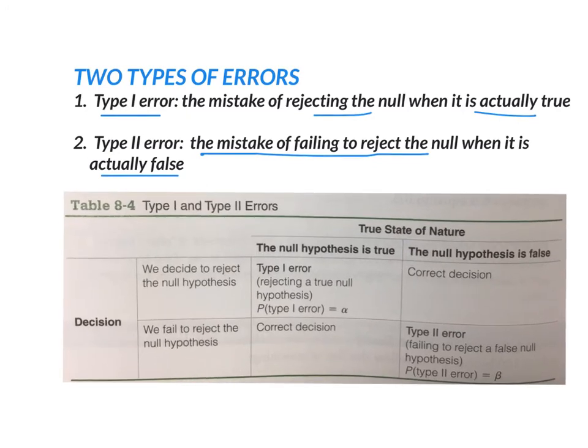If the null hypothesis is true and you fail to reject it, you made the correct decision. If the null hypothesis is false and you reject it, you made the correct decision. If you reject a true null, you made a type 1 error. If you fail to reject a false null, you made a type 2 error. Let me show you a quick example for the last slide on the video.